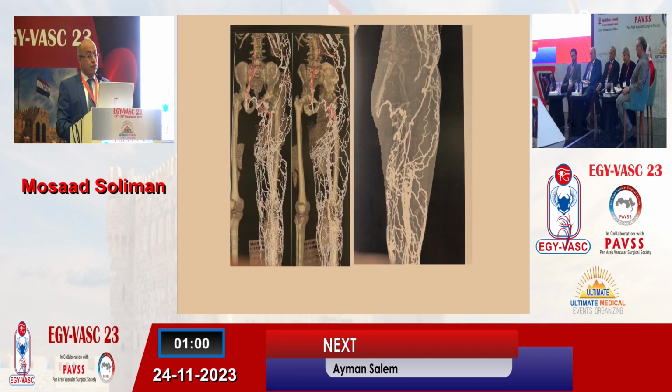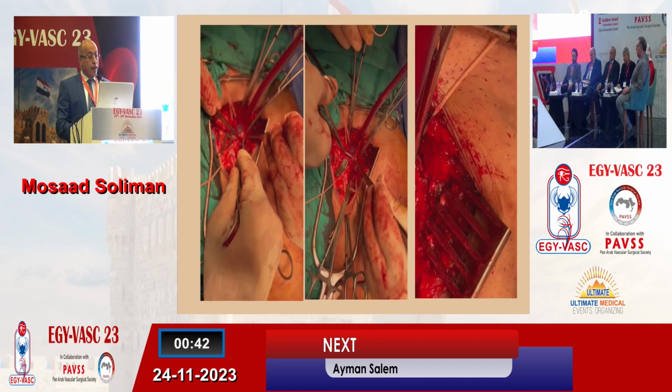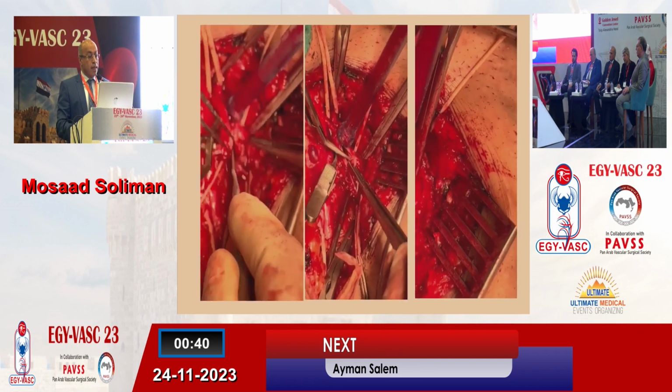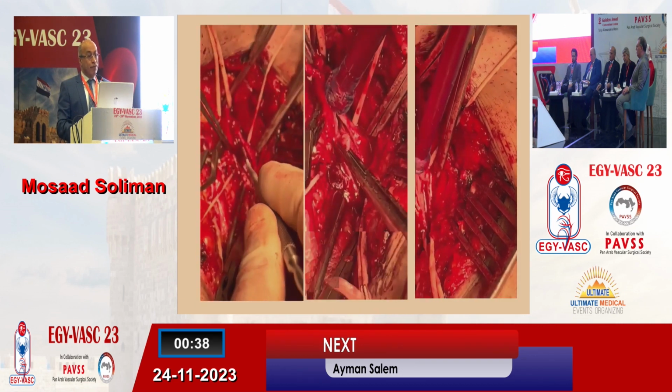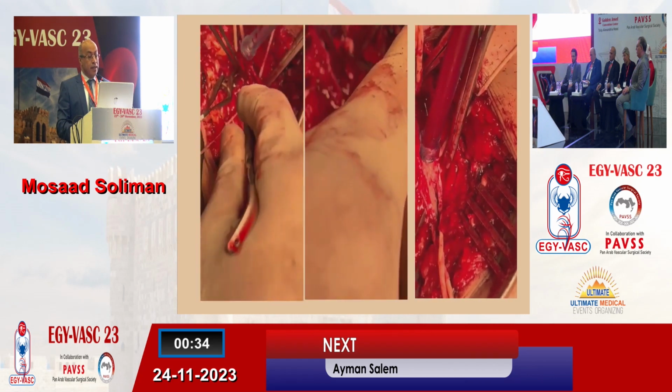So in a case of type 5, we don't see any of the common femoral, the deep femoral, the common femoral vein, or the iliac system; they are totally absent. In such a case, we have to go through an endophlebectomy and remove all the fibrotic material inside the vein until we reach a healthy area.